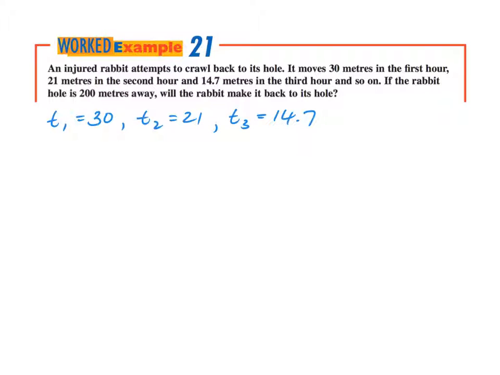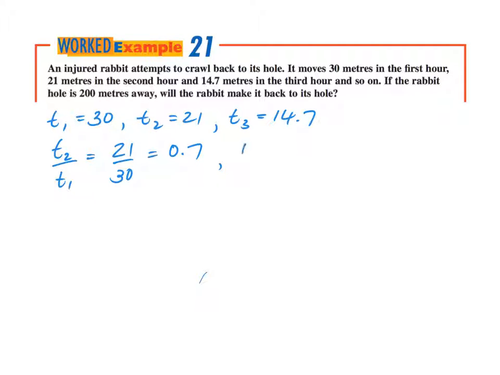Now if we look at these terms, let's think about a sequence that we know, an arithmetic sequence. The difference between 30 and 21 is 9. That doesn't seem like it's the same difference between the second and third term. So then we start thinking about geometric sequences. We have to do a bit of division for a geometric sequence, so if we take the second term divided by the first, that gives us 21 over 30. This is 0.7.